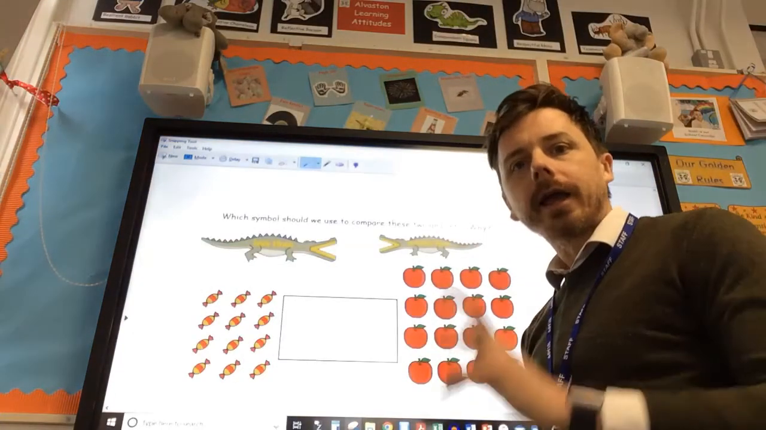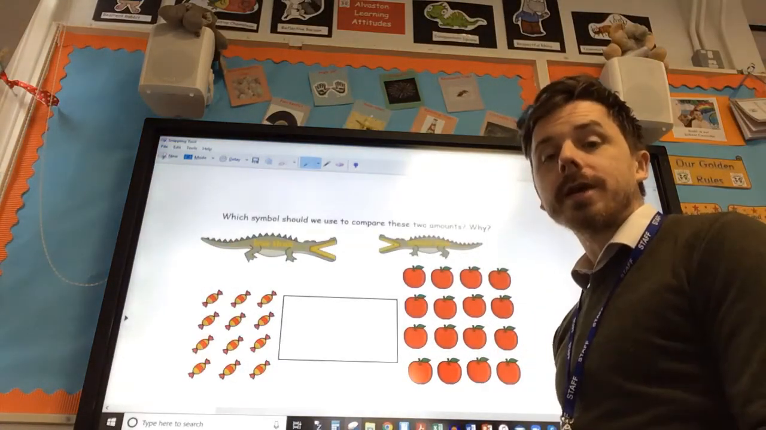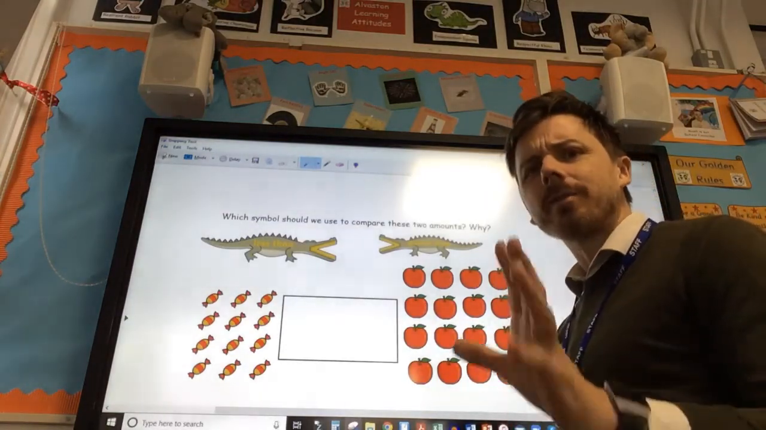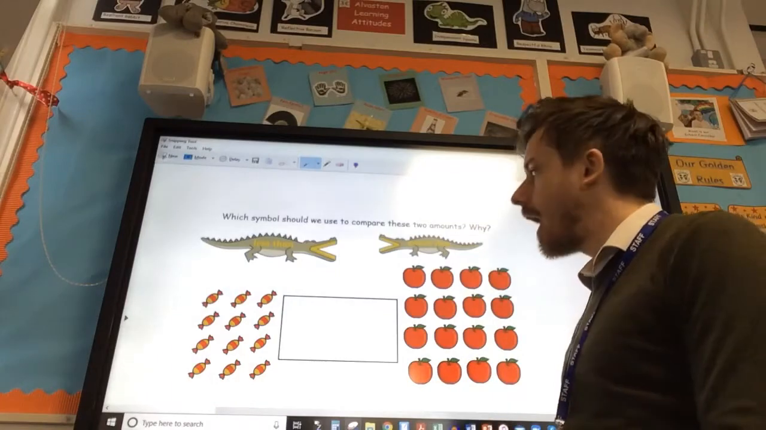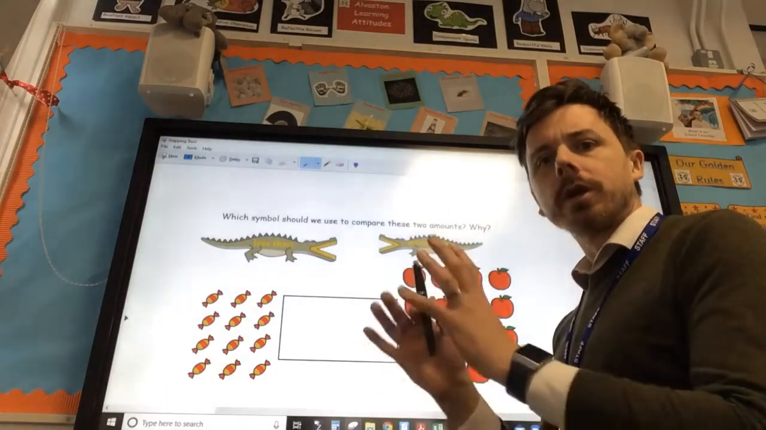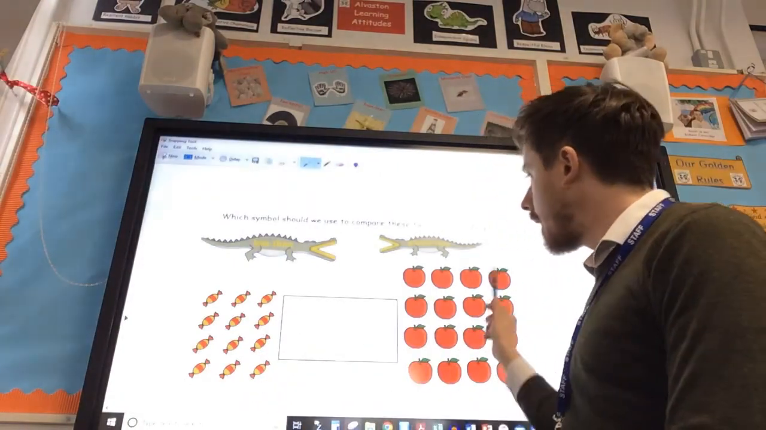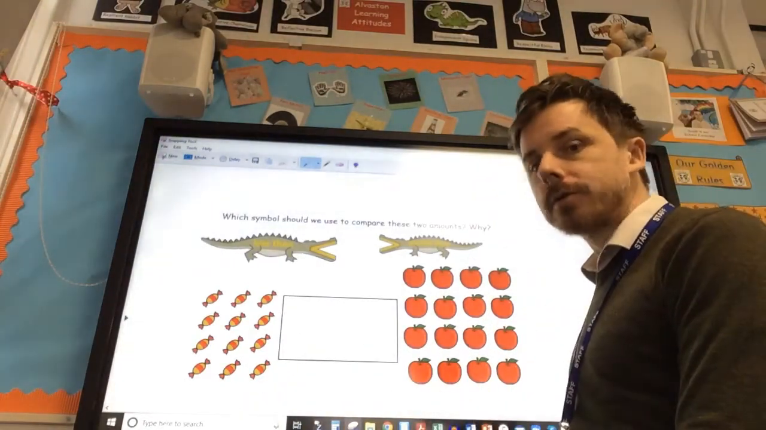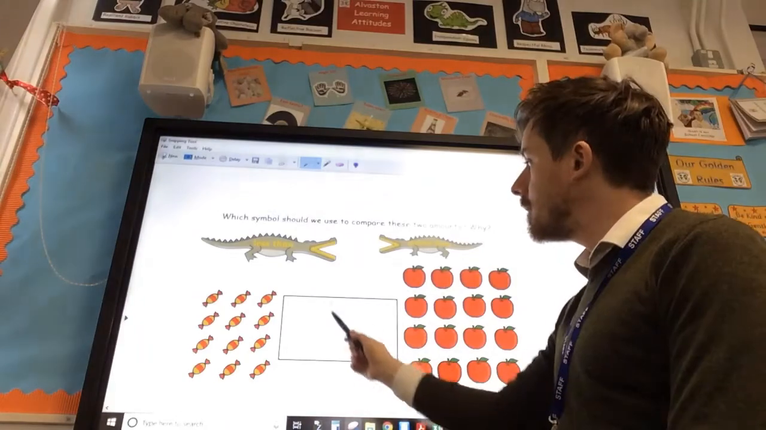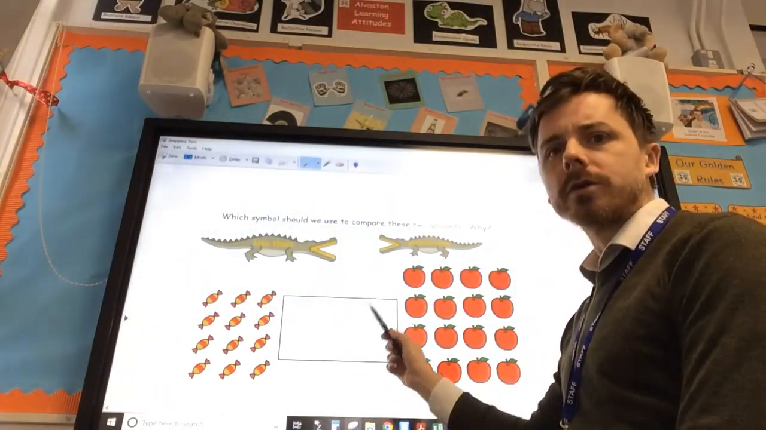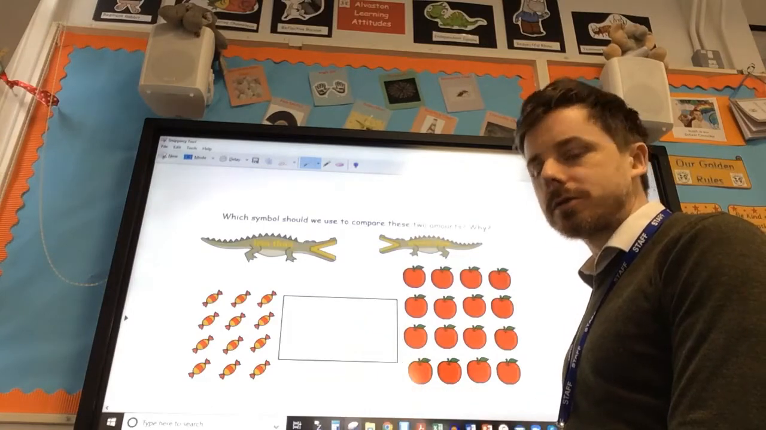Now, in your packs, and you've got some work to do in your tables, I've included examples like this. So we're just going to keep, at the moment, with comparing amounts, and when we look at those amounts we're going to use pictorial again. So here I've got some sweets over here, and here I've got some nice juicy apples. Now, in the middle, I'm going to write a symbol.